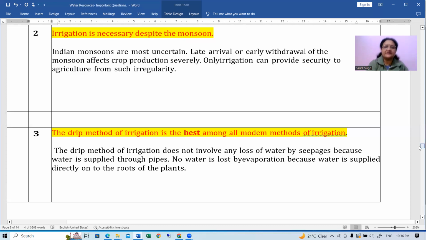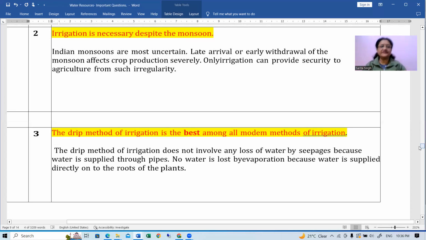So that is why it is considered the best. In general, if we provide irrigation, the water does not go directly to the crops; it spreads over the entire field. But when we use the drip method of irrigation, the pipes provide water directly to that crop.